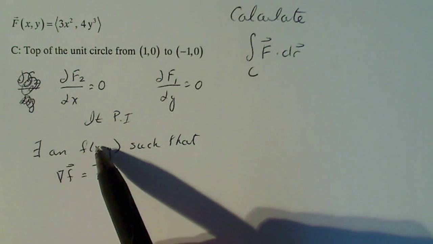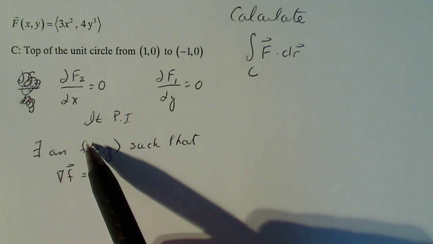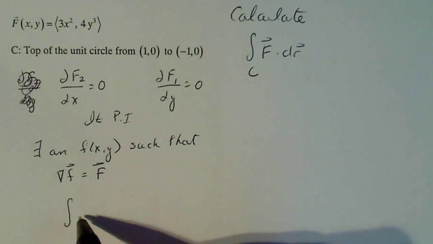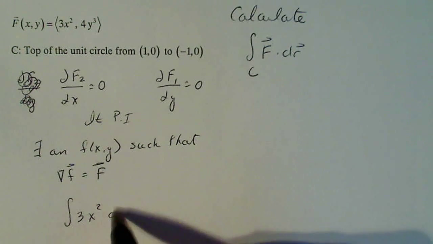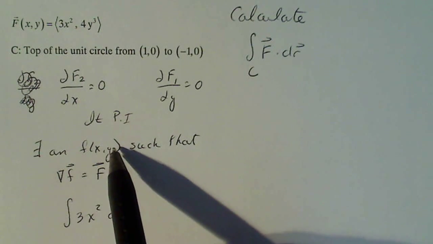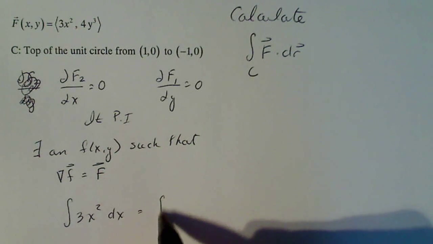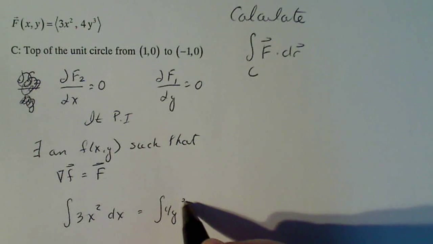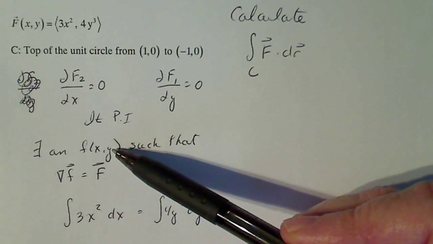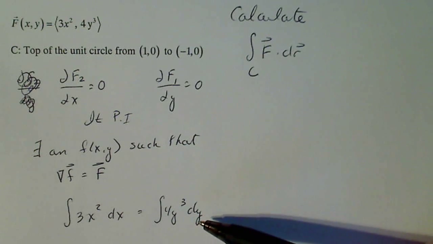To go from f to the vector field, I have to use derivatives. Then to go from the vector field back to my potential function, I should use integrals. So theoretically speaking, the integral of 3x squared with respect to x, since I have to take the partial of this with respect to x to get this 3x squared, must equal the integral of 4y cubed with respect to y. In order to get my second component of the vector field, I have to take the partial of the potential function with respect to y. So to go in reverse, I have to take the integral with respect to y.